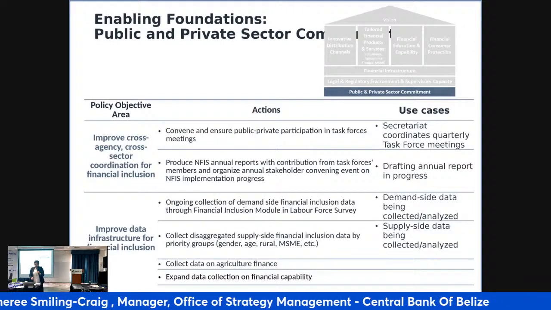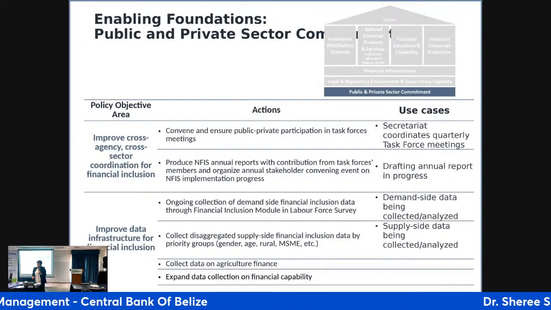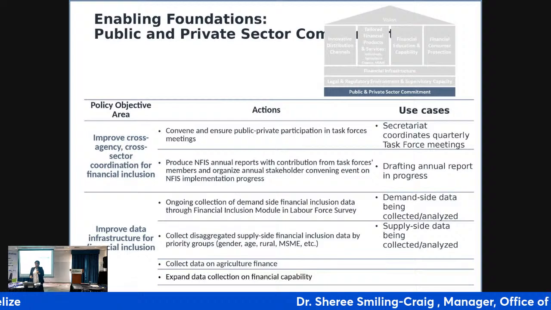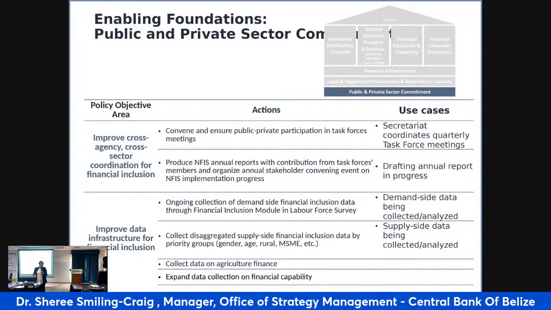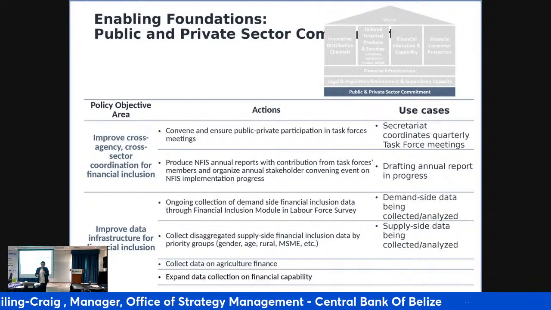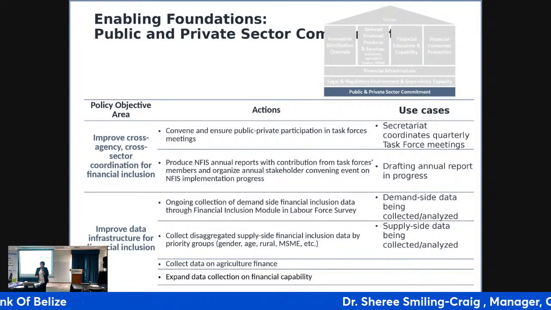When it comes to the coordination among stakeholders, we have our task force meetings, and we're in the process of drafting an annual report on progress since 2019. And when it comes to improved data collection, we continuously try to get more data. So we're acting on what we wanted for these areas in the public-private sector commitment area.